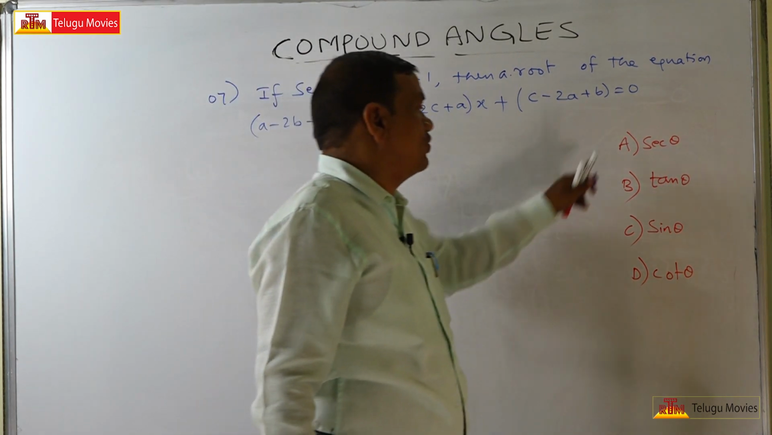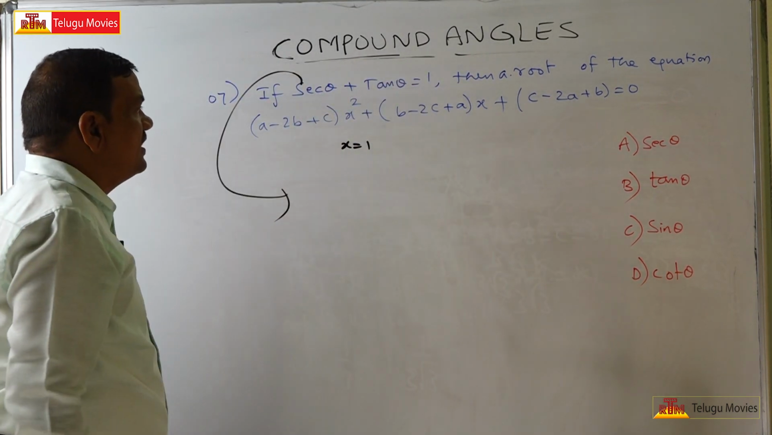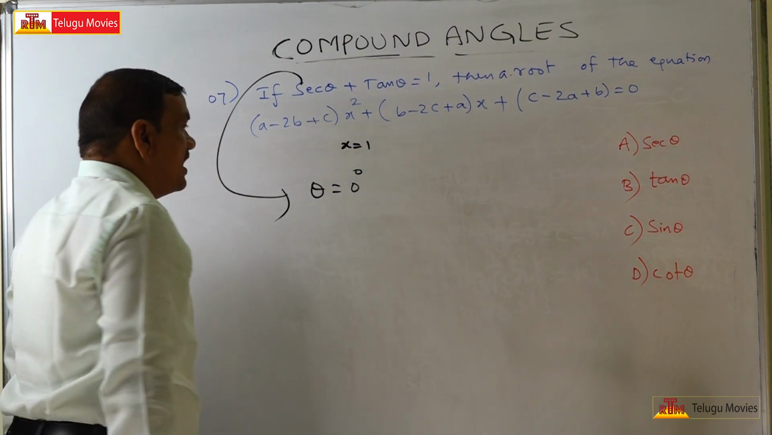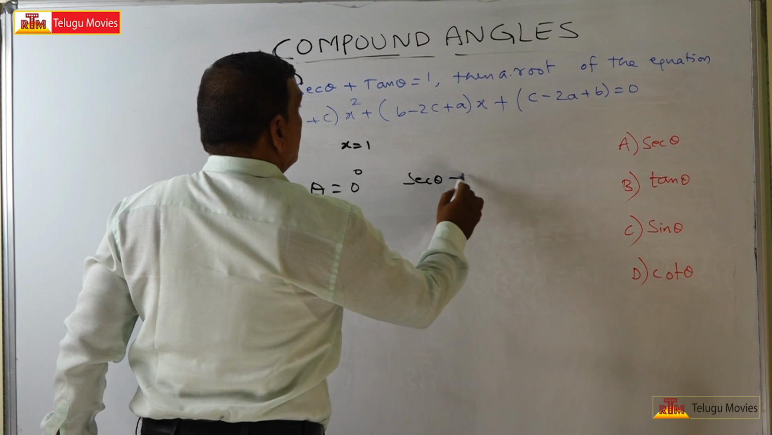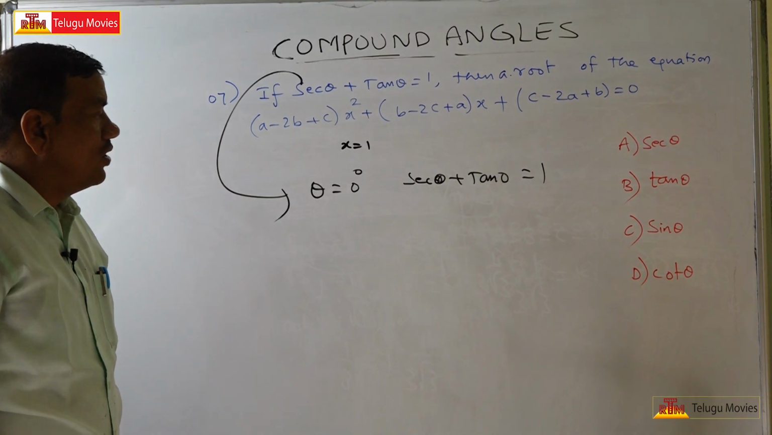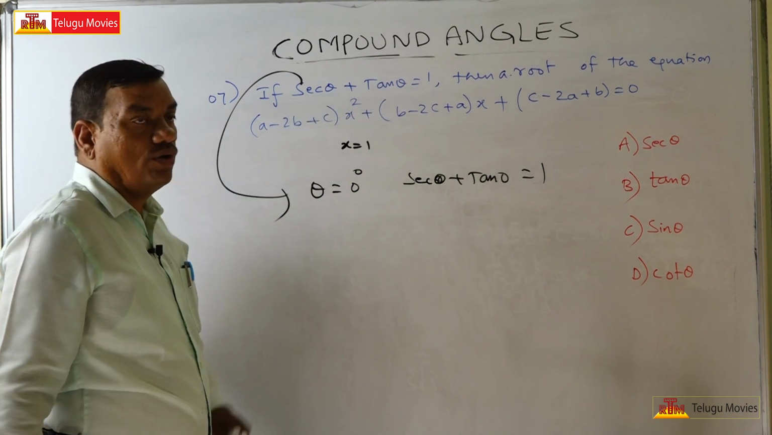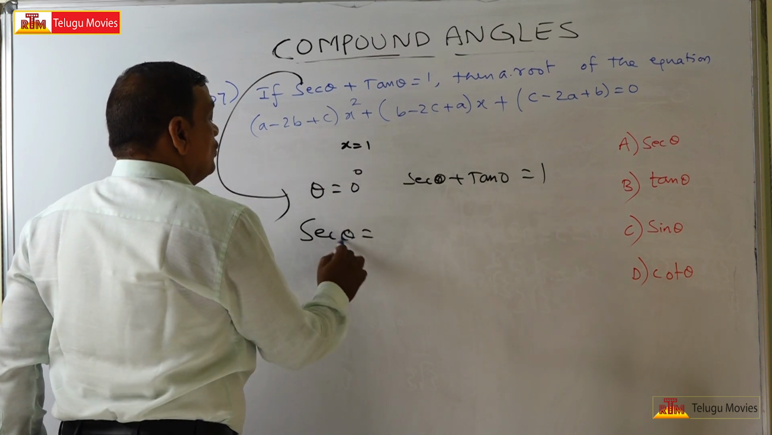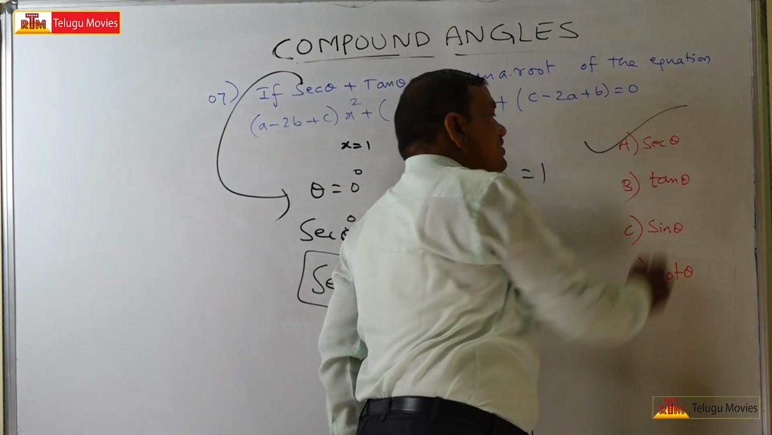Secant theta plus tan theta is equal to 1. So your answer should be in terms of secant theta and tan theta. If you observe here, secant theta plus tan theta is equal to 1 means if you take theta is equal to 0 degrees, what happens? Secant 0 plus tan 0 is equal to 1. Yes, tan 0 is equal to 0, cos 0 is 1, so secant 0 is 1. Therefore, secant theta will be the solution of this equation.